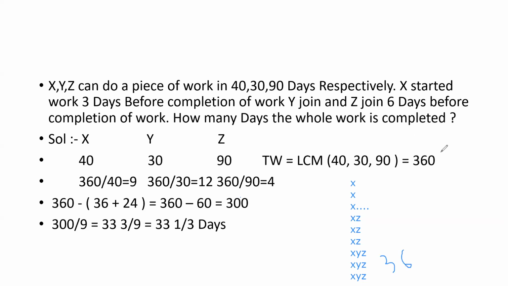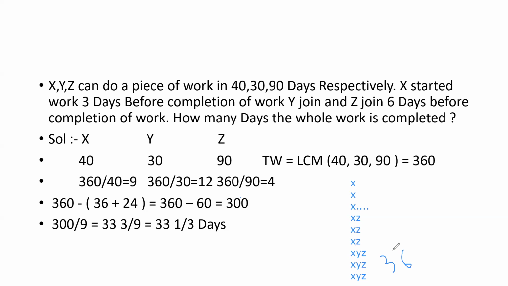Now let's start the solution. Find the total work, the LCM of 40, 30, 90, which equals 360. Then X can do 9 units of work per day, Y can do 12 units of work per day, and Z can do 4 units of work per day. Therefore, we can remove this Y and this Z. The entire remaining work can be done by X only.